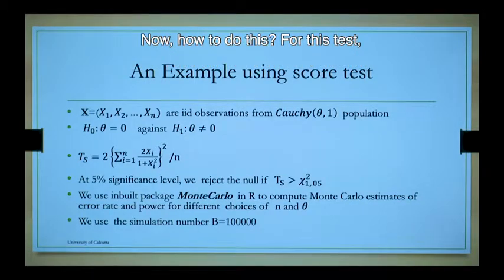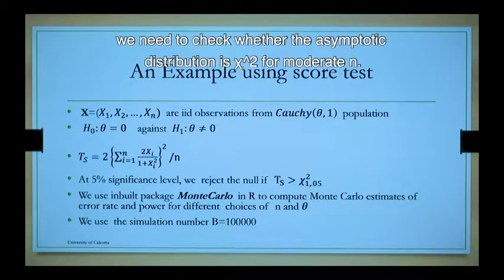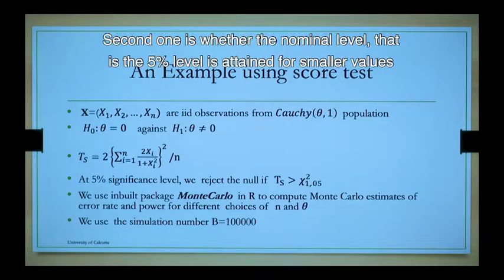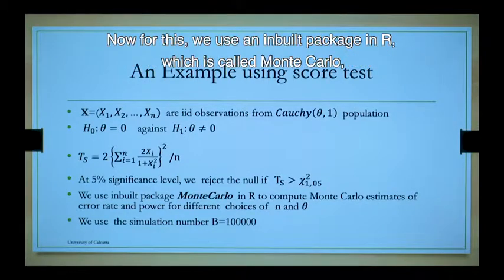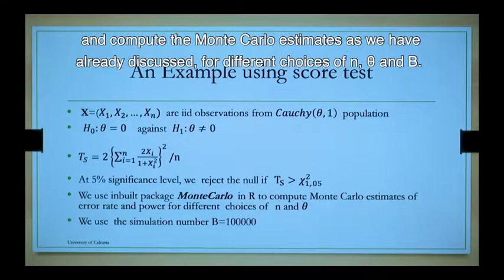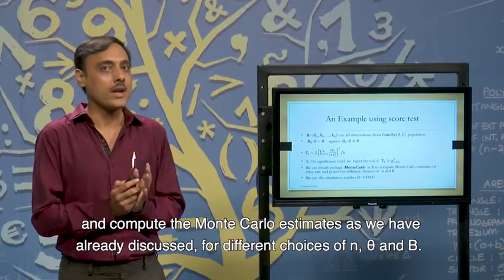Now, how to do this? For this test we need to check whether the asymptotic distribution is chi-square for moderate n. Second, whether the nominal level, that is the 5% level, is attained for smaller or moderate values of n, and to calculate some power values to judge how good our test is. For this we use an inbuilt package in R called Monte Carlo, and compute the Monte Carlo estimates as we have already discussed for different choices of n, theta and B.